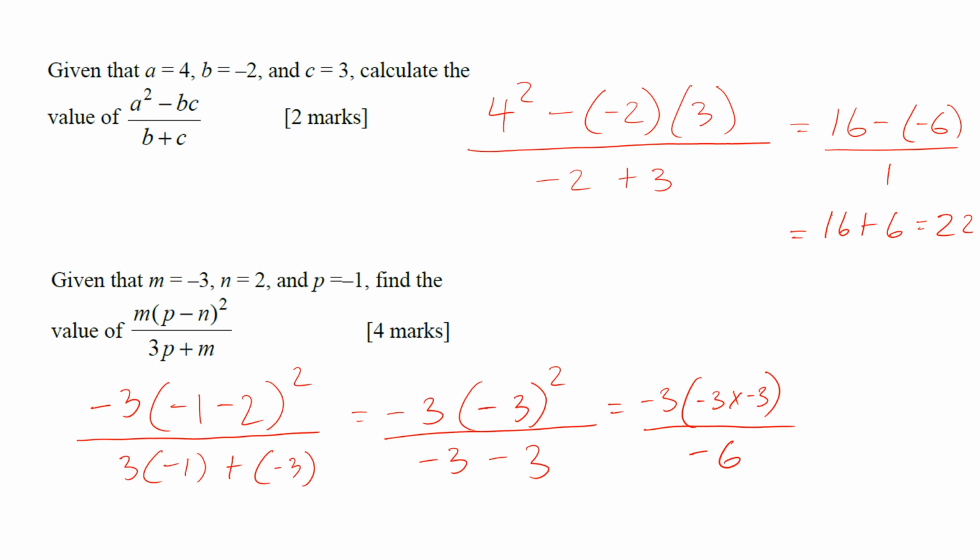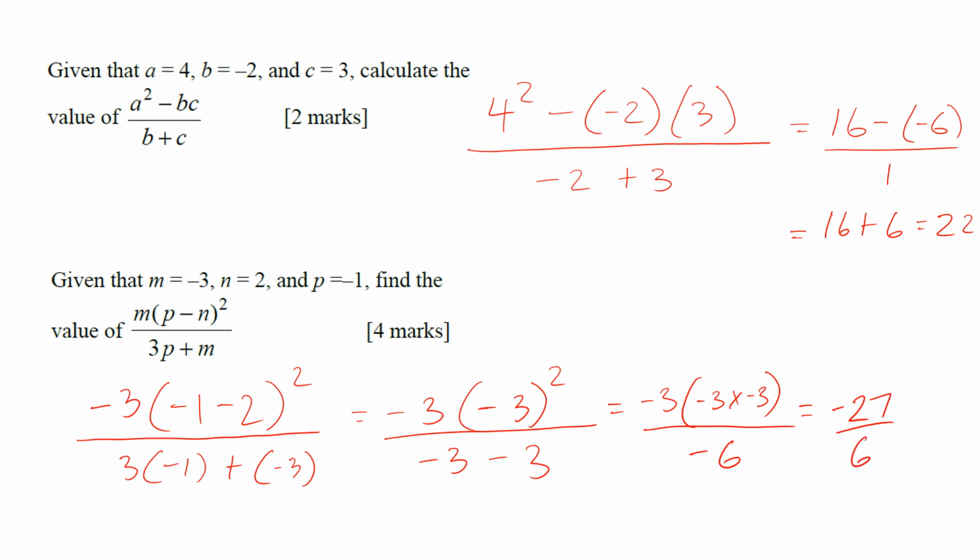Now for the numerator, it is inside the bracket now, it's negative 3 times negative 3. That will give us positive 9, and then we can multiply the positive 9 by the negative 3 on the outside, and that will give us 9 times 3 is 27, but because we're multiplying by a negative 3 there, it's going to become negative 27 over 6.